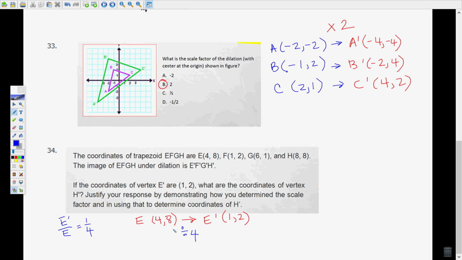So, since we are dividing by 4 or multiplying by 1/4, and our original H is 8, 8, then to find our new image of H prime, we just divide the 8 by 4 and the other 8 by 4. 2, 2. So how do you go from the original to the new is what you're asking yourself. And here we're dividing by 4. How do you find the scale factor? You put your new image over your pre-image and reduce the fraction.